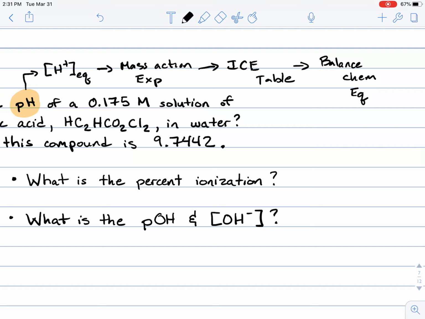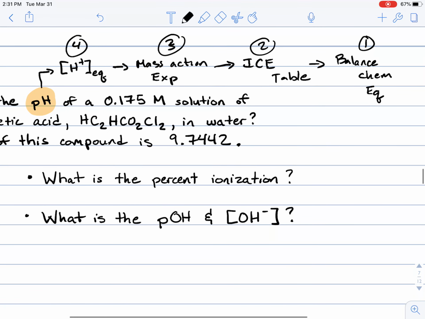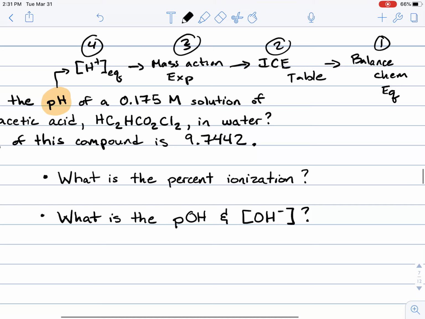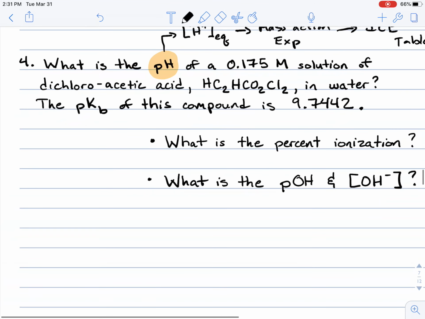So very similar to part one, we're going to work backwards. We're going to write the balanced chemical equation first, then the ICE table, then we're going to determine the mass action expression, solve for x, and determine the equilibrium concentration of the hydrogen ions. And then from there, we can calculate the pH of the solution. So let's go ahead and write the balanced chemical equation for this reaction.